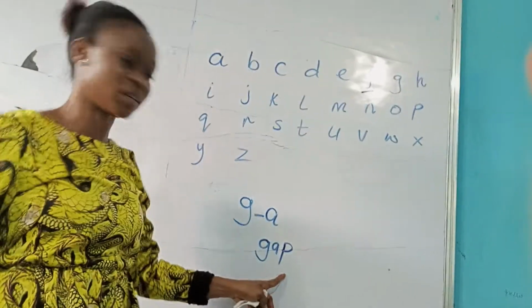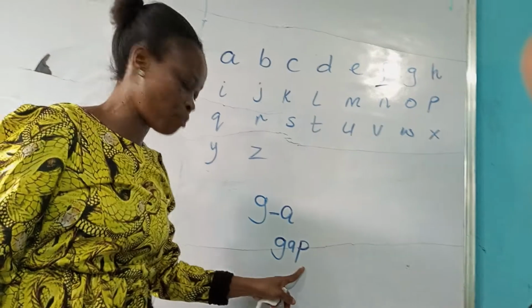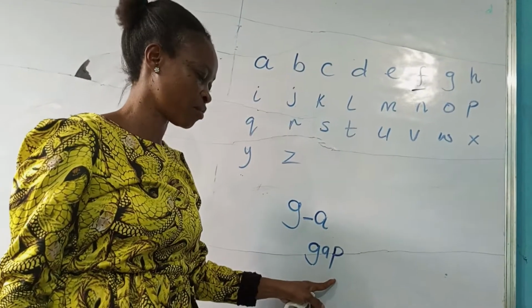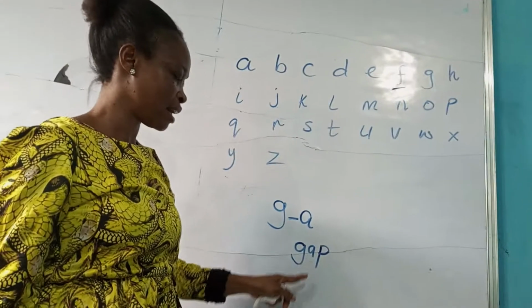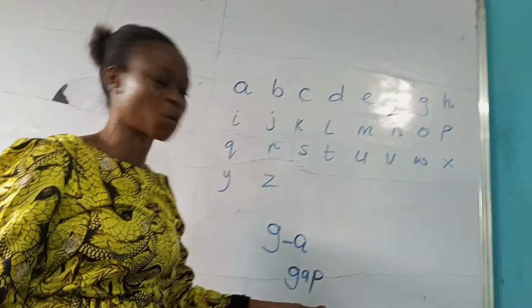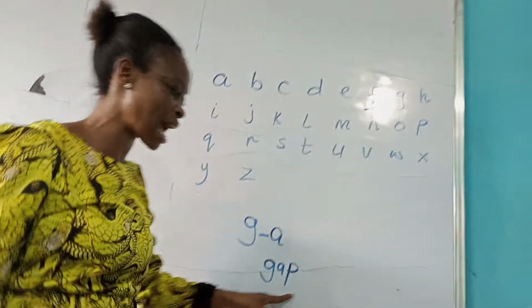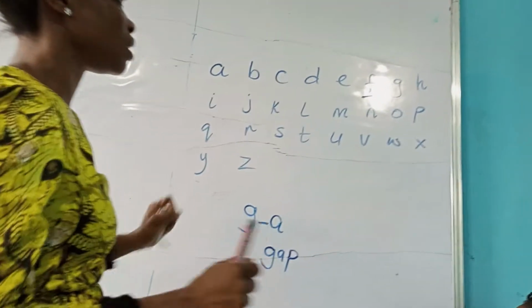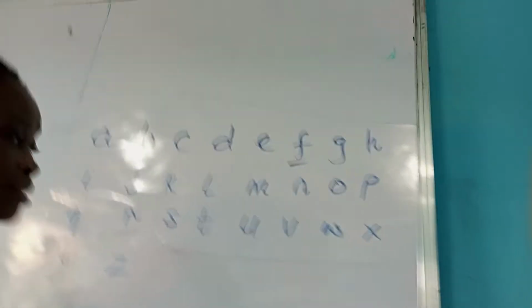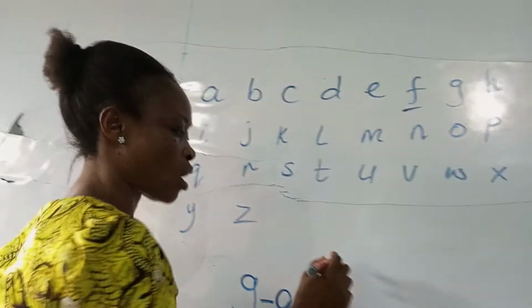So let's join these three sounds together. Ga. G. A. Ga. That is what? Ga. Can someone say ga? Can you say ga? Ga. Okay, let's continue. We have the next consonant in the list, which is consonant letter what?